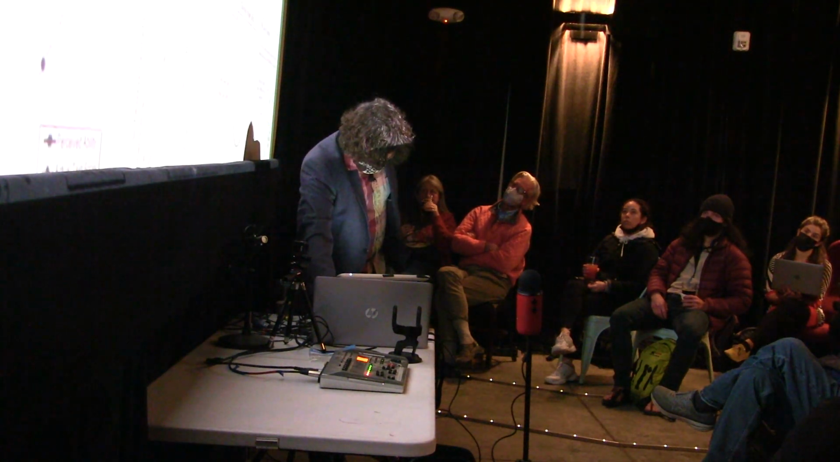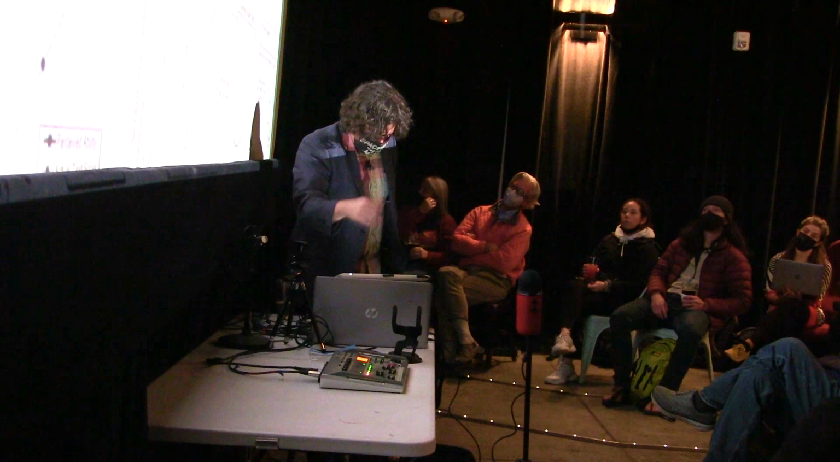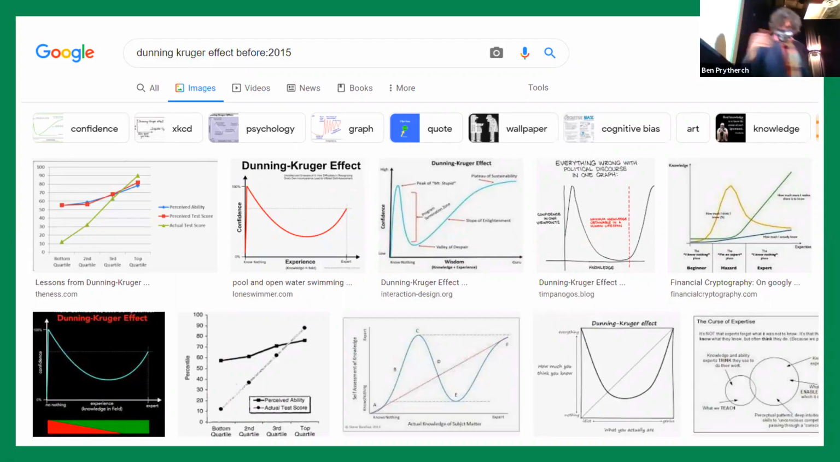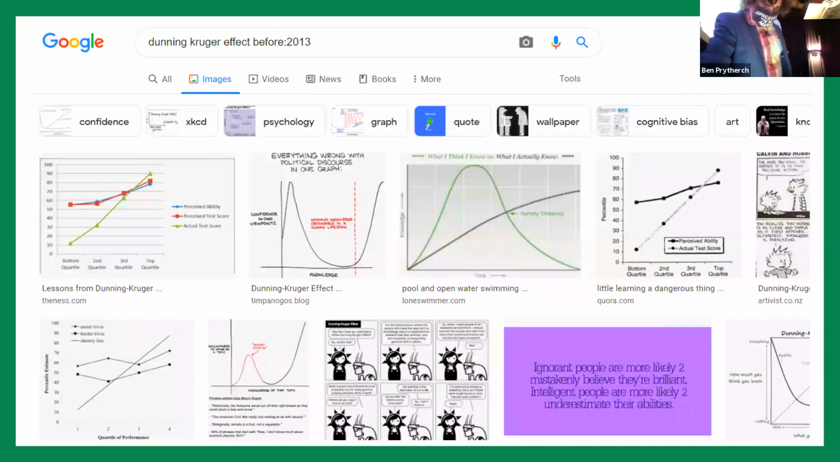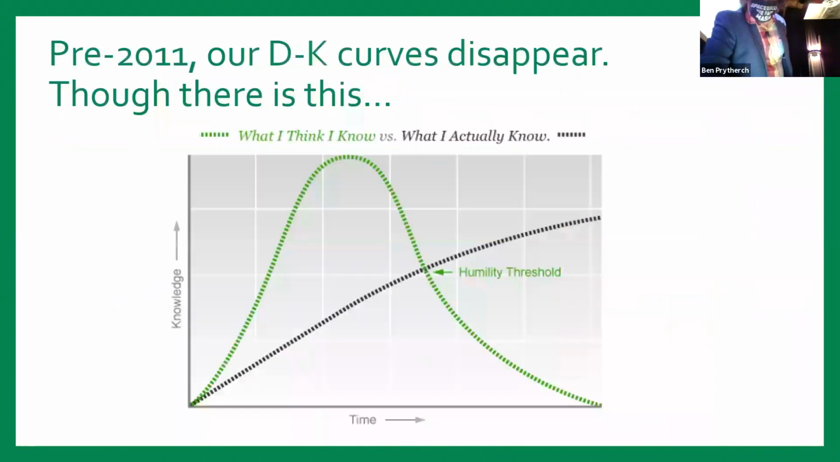Okay, so I moved it up a bit. I went to before 2015. Boom. There they are. Before 2013, I'm having a few more of the correct ones, but I still got a couple of these. Before 2011, they disappear, except for this. This is like, I don't.